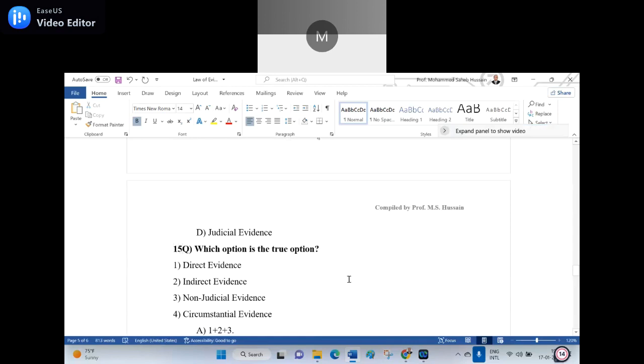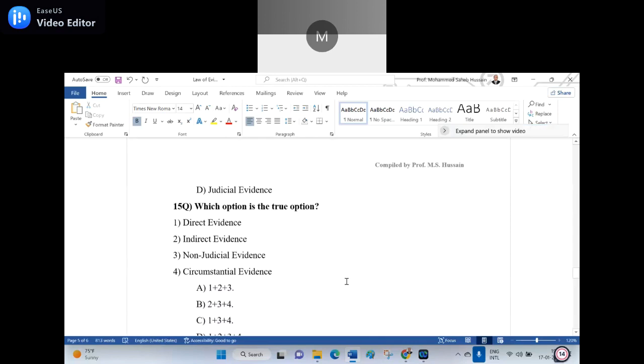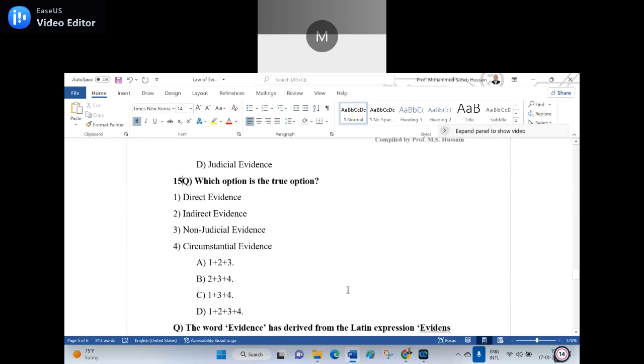And regarding the 15th question, which option is the true option? Number 1, direct evidence. Number 2, indirect evidence. Number 3, non-judicial evidence. Number 4, circumstantial evidence. A, 1 plus 2 plus 3. B, 2 plus 3 plus 4. C, 1 plus 3 plus 4. D, 1 plus 2 plus 3 plus 4. A is the right answer, sir. 1 plus 2 plus 3.